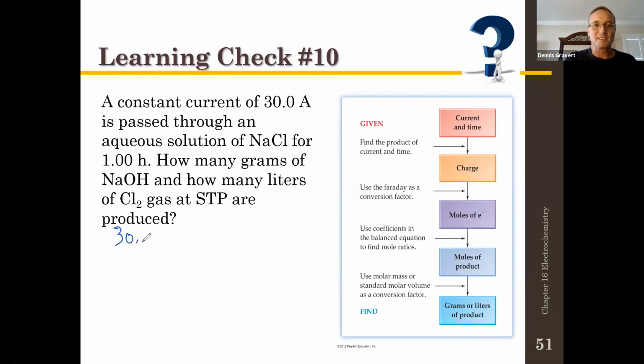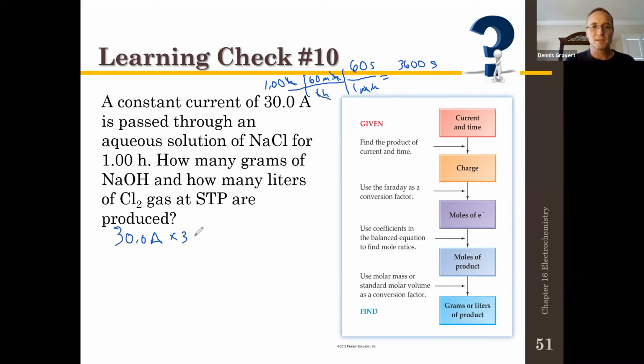We got 30.0 amps times how many seconds? Well, 1 hour. Let's see. In 1 hour, there's 60 minutes. And in 1 minute, there's 60 seconds. That's how you get the seconds. Hours cancel out, minutes cancel out. 1 times 60 times 60 is 3600 seconds. That's in the letter A. And so our charge, in coulombs, is going to be 108,000 coulombs. Okay, nice.